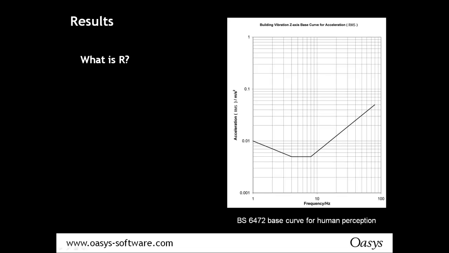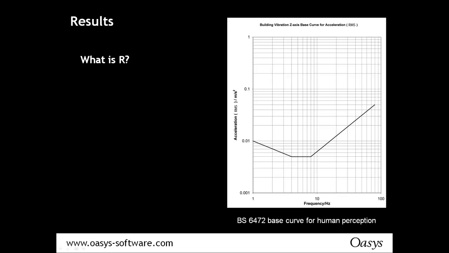Let's say if we had at a frequency of 1 Hz, acceleration of 0.1 meters per second squared, that would be a response value of 10. It's 10 times the base curve. Thus, our response value is dimensionless, but it's a dimensionless form of acceleration.